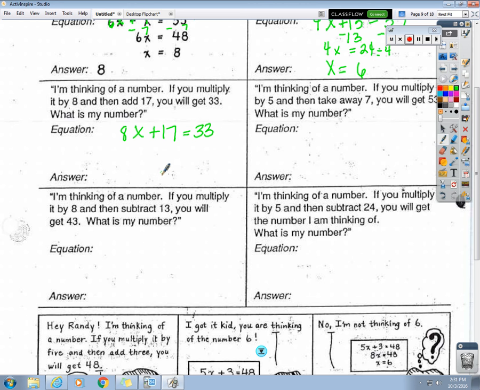Okay, now what do I do? Subtract 17. And I get 8X equals 16. And then I divide by 8 on both sides, and I get X equals 2. Okay, I'm thinking of a number. I multiply by 5, I take away 7, and that gives me 53. So once I do all the math, add 7, that'll give me 60, divide by 5, and that'll give me 12. So the number I was thinking of is 12.